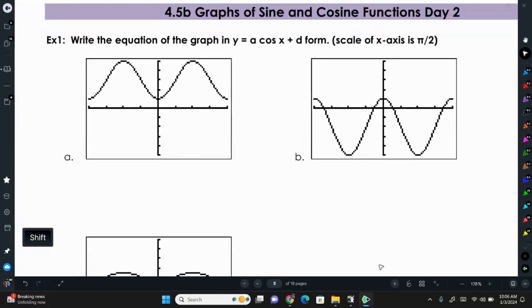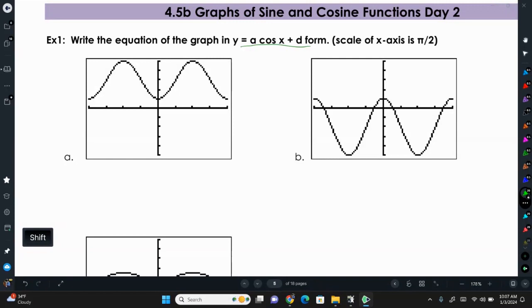So let's look at these. Example one: write the equation in the form a cosine x plus d. There are two important things to note about what the directions say. There is no horizontal shifting in these problems. Also, the period for all of these should be 2 pi because there's no b value. So we're going to be trying to calculate the amplitude and the midline here.